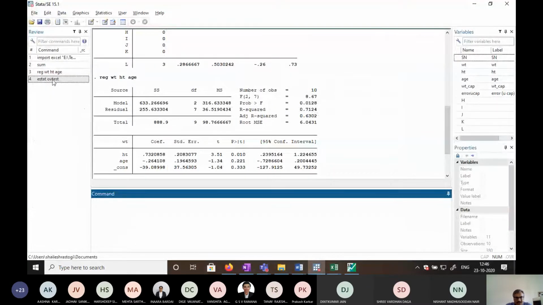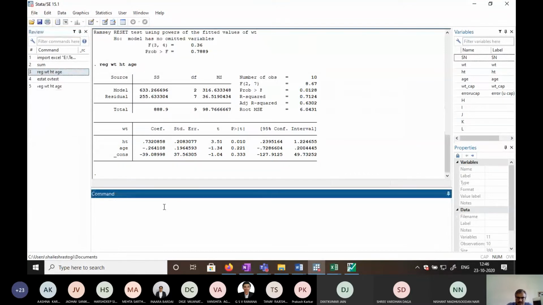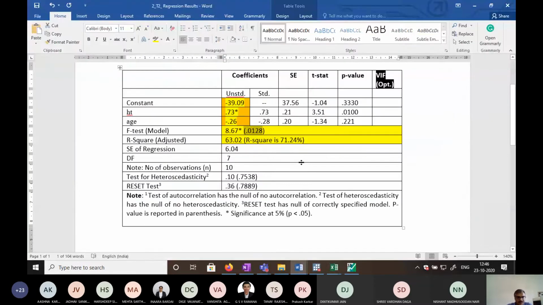That's why this 8.67 is coming from here. If you can recall, this is the output of the regression. This is the F test of the model, 8.67, and this is the corresponding p-value, which is less than 0.05. So we'll say that the F test is significant. That's why we said that the model is fit. If you remember, the null of the F test was that the model is not fit, and the alternate was that the model is fit. Because the F test has a p-value less than 0.05, the null that the model is not fit is rejected, and we'll say that the model is fit. So that was the interpretation of the F test. There is no other place where we need to put an asterisk.